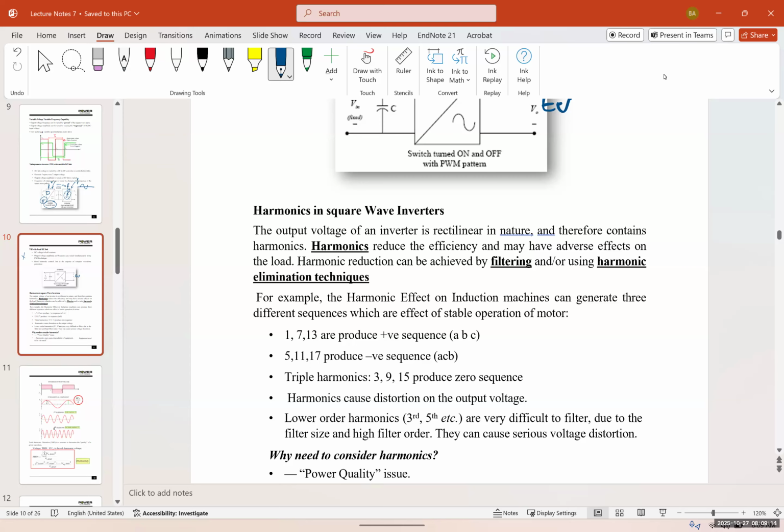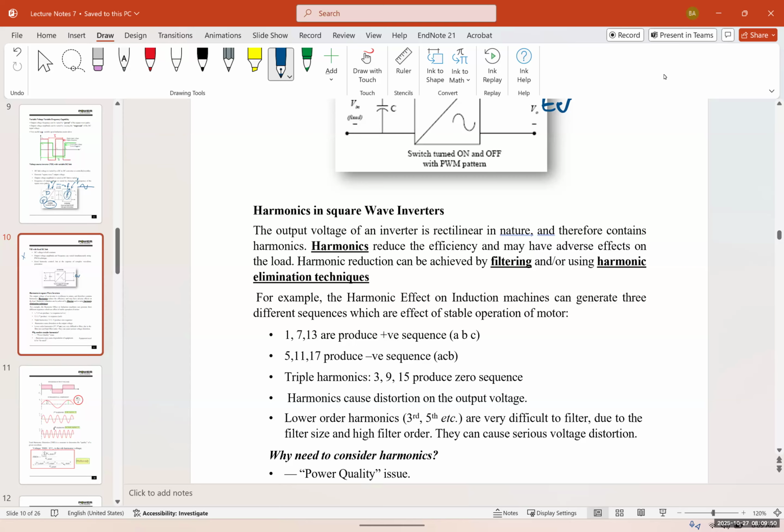Sometimes they have adverse effects on the load as well, because the signal is abruptly changing from positive to negative and negative to positive. It creates sparks. If you have an AC motor, initially it may work, but in the long term it's going to damage the motor. Harmonic reduction can be achieved with filtering and or using harmonic elimination techniques, which I'll explain.